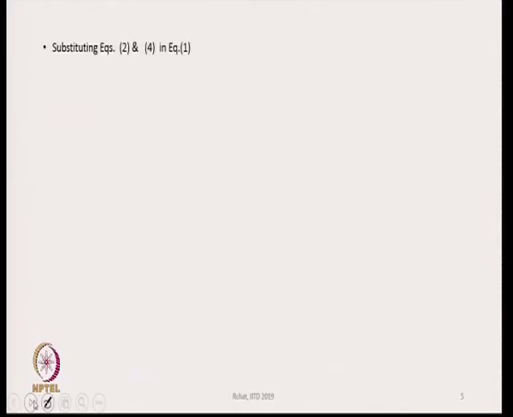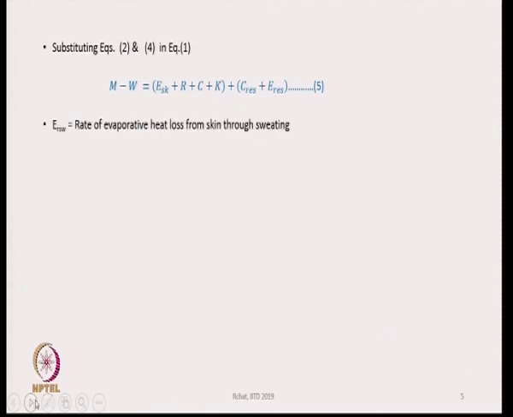We go to the next slide. Now, substituting equations 2 and 4 in equation 1, we can write M minus W equal to this, as it is written here.